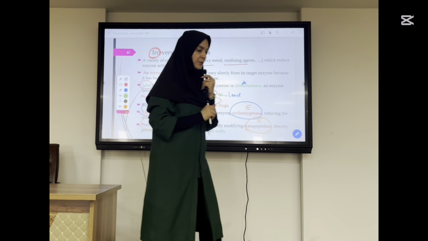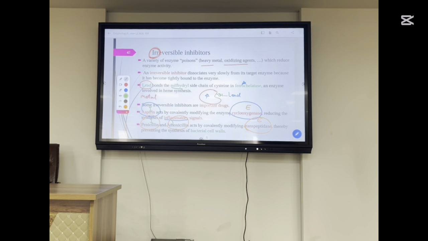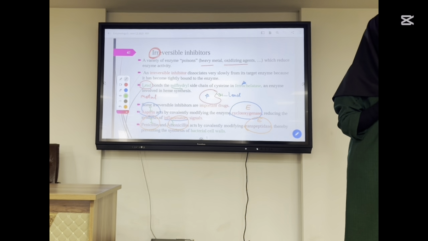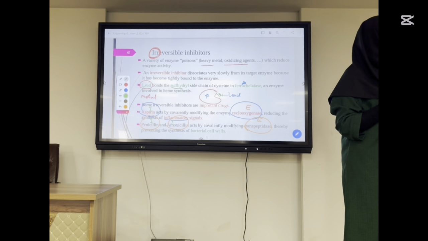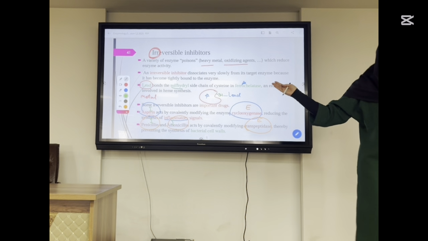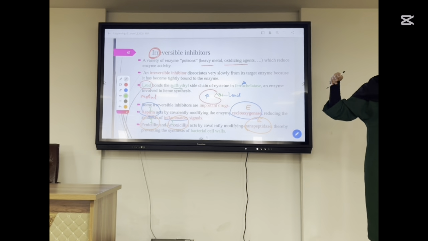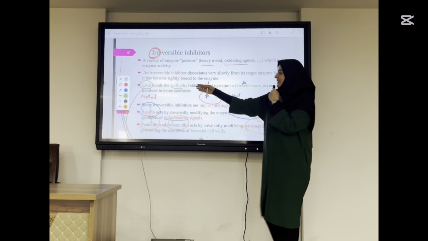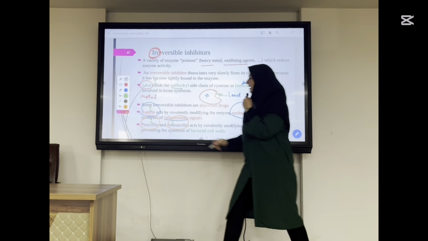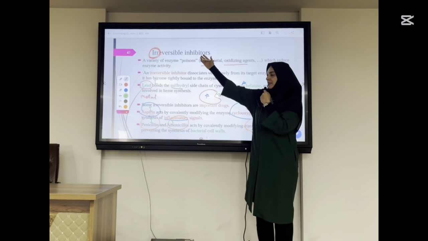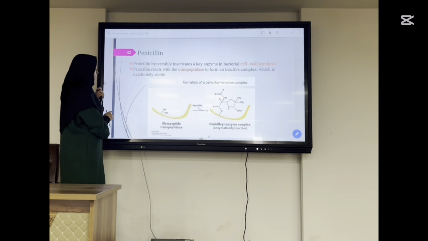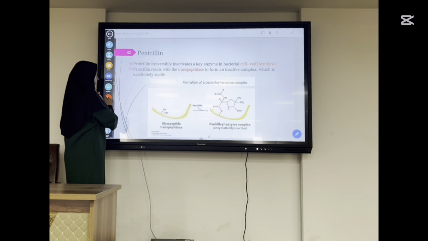Maybe I ask you about the name of the drug and the type of inhibition. For example, if I ask you, is it correct or not? Aspirin is considered a competitive inhibitor. No, this is irreversible. It's not related to competitive or non-competitive. Or for example, you should know that lead as an inhibitor is considered an irreversible inhibitor. These are some points you should memorize. And this is the mechanism of action of penicillins.